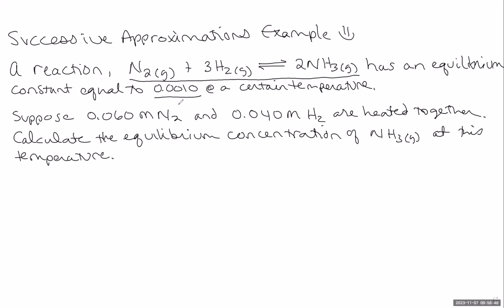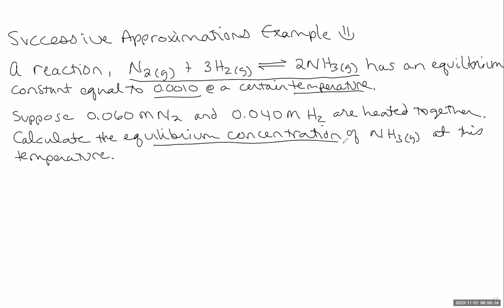Now, what we're going to do is add 0.060 molar nitrogen gas and 0.040 molar hydrogen gas to the system, and we're going to heat them to this particular temperature. Now, what we want to do is calculate the equilibrium concentration of ammonia at this temperature.